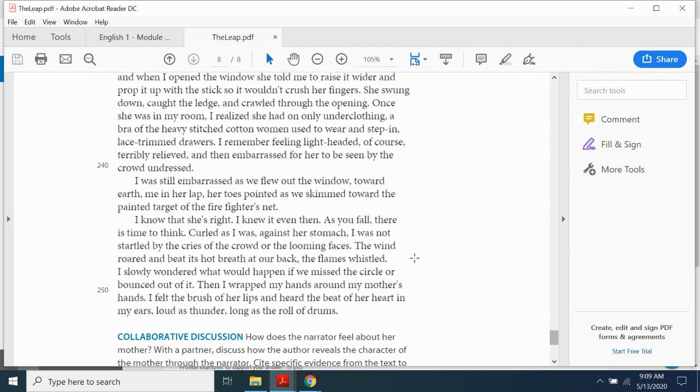I was still embarrassed as we flew out the window toward Earth, me in her lap, her toes pointed as we skimmed toward the painted target of the firefighter's net. I know that she's right. I knew it even then. As you fall, there was time to think. Curled as I was against her stomach, I was not startled by the cries of the crowd or looming faces. The wind roared and beat its hot breath at our back. The flames whistled. I slowly wondered what would happen if we missed the circle or bounced out of it. Then I wrapped my hands around my mother's hands. I felt the brush of her lips and heard the beat of her heart in my ears, loud as thunder, long as the roll of drums.